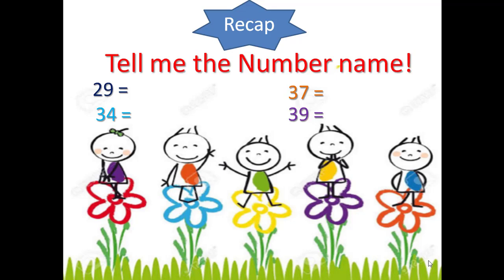The first one is 29. Okay, hurry up, tell me its number name. Yes. 29. TWENTY NINE. 29. Next is 34. Tell me the spelling of this number name. Yes, it's THIRTY FOUR. 34.